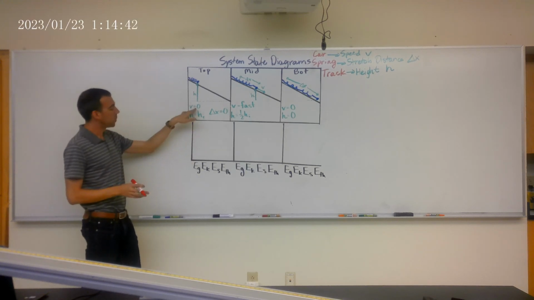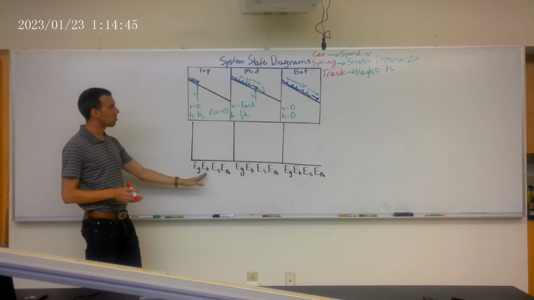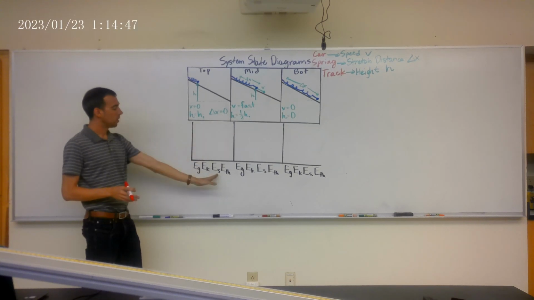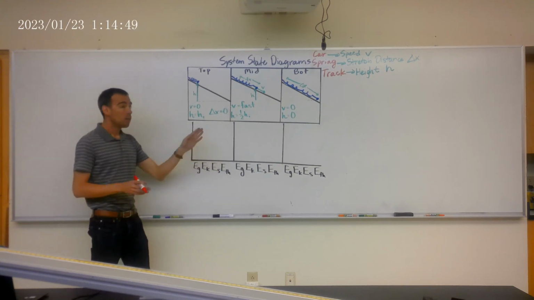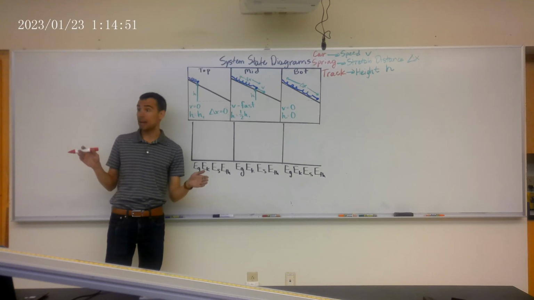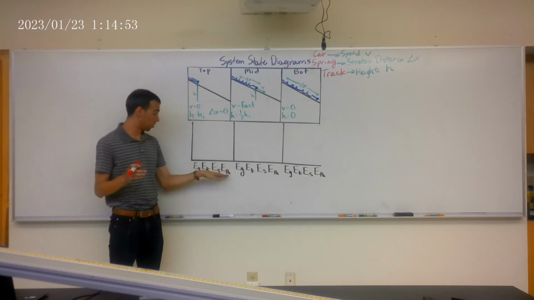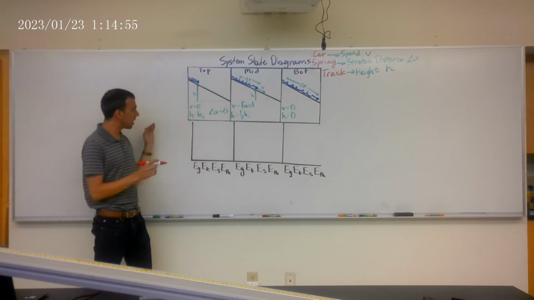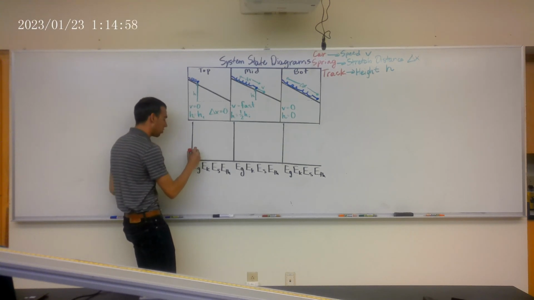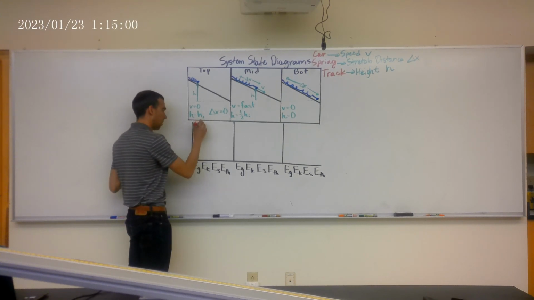Initially, we have 0 speed. That means kinetic energy is going to be at 0. We have 0 stretch. That means our spring energy is going to be at 0. The car hasn't rubbed up against the track at all in the beginning, so the thermal energy is going to be 0. That means all of the energy has to be gravitational energy, so I'm just going to put a big bar there.